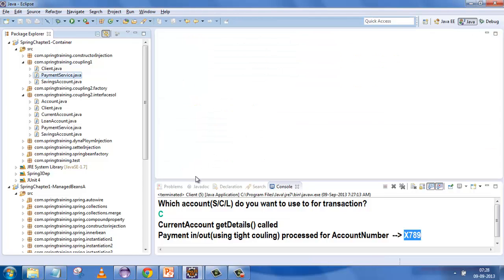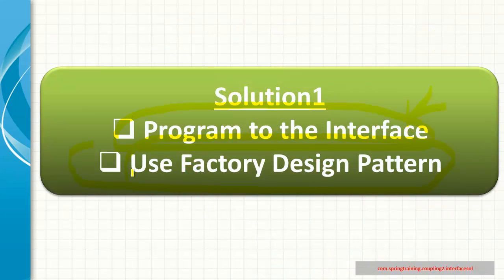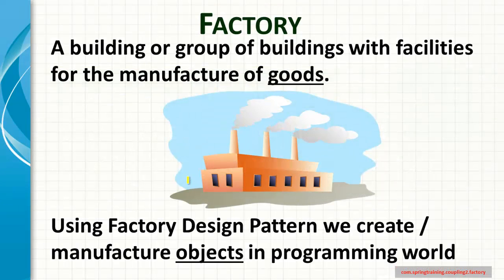So this is the first solution, which makes the tightly coupled code a little bit loosely coupled. And the second solution that we were discussing was the factory design pattern, right? So before we delve into the code of factory design pattern, we first need to understand what this design pattern is. It's a creational design pattern, one of the GOF patterns. It creates things, right?